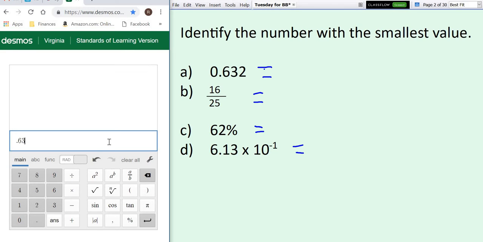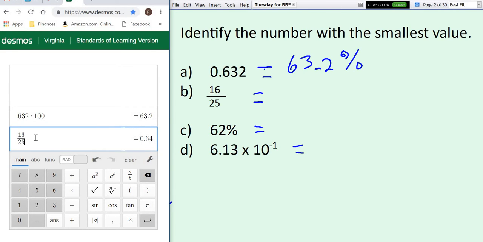So 0.632. That's a decimal, so that means I have to multiply it by 100 to get 63.2%. Now the next one, I'm going to go ahead and go to my next line. Why waste time erasing? 16 divided by 25. Okay, and I want to make it a percent, so I'm going to multiply times 100, and that gives me 64%. The next one is already a percent, so 62% is already there.